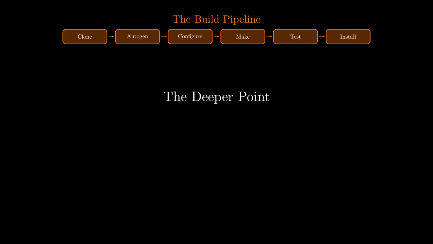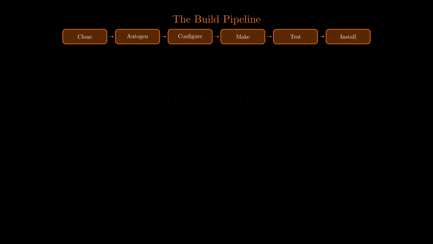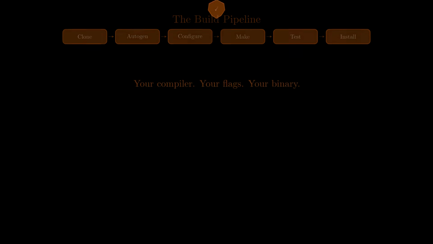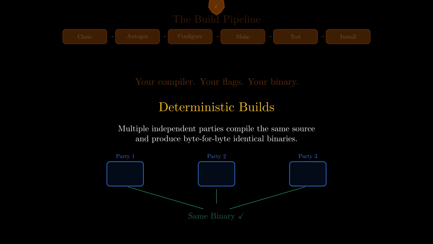The deeper point: running software you compiled yourself is the highest standard of verification. You didn't download a binary from a website and hope it was legitimate. You took the publicly available source code and built it on your own machine. Your compiler, your build flags, your binary. There's a level beyond this: deterministic builds, where multiple independent parties compile the same source and produce byte-for-byte identical binaries, proving no one inserted anything extra. That's a topic for a future video. For now, you've taken the foundational step. Don't trust, verify.